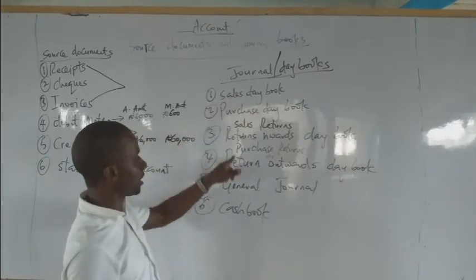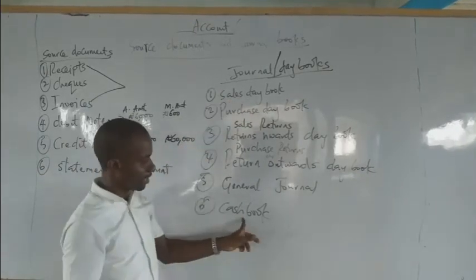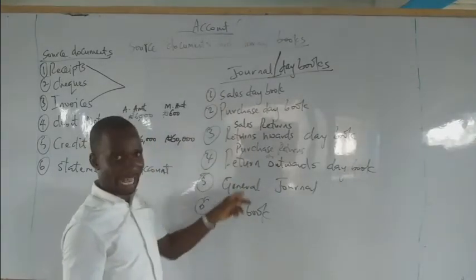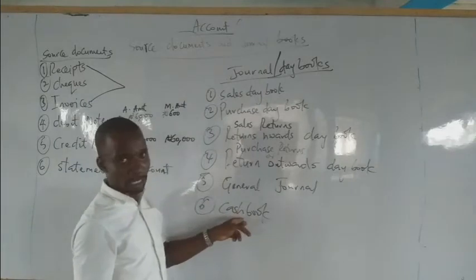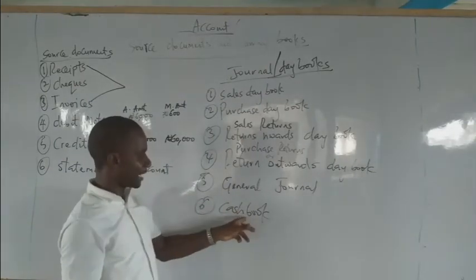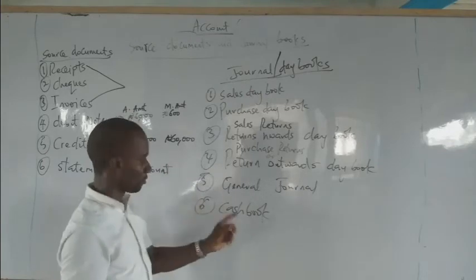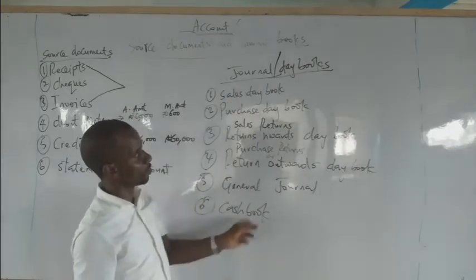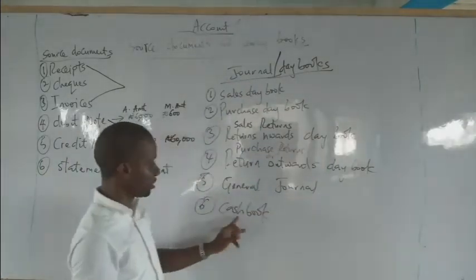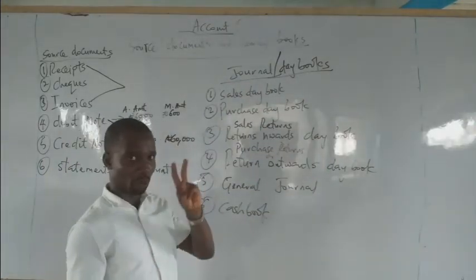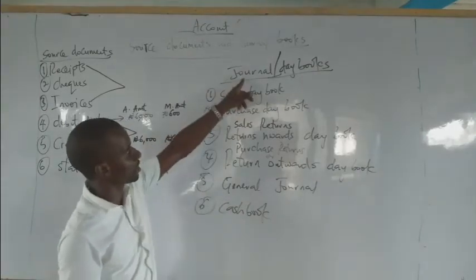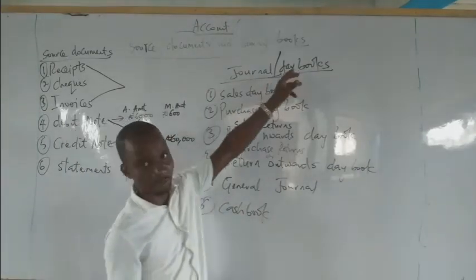Take note, all these books, except the cash book, do not involve cash transactions. It's only the cash book that involves cash transactions. And the cash book has a dual function. It performs the function of a journal or day book and also a ledger. So this is the only book that performs two functions. And what are the two functions? It functions as a journal, and it also functions as a day book.